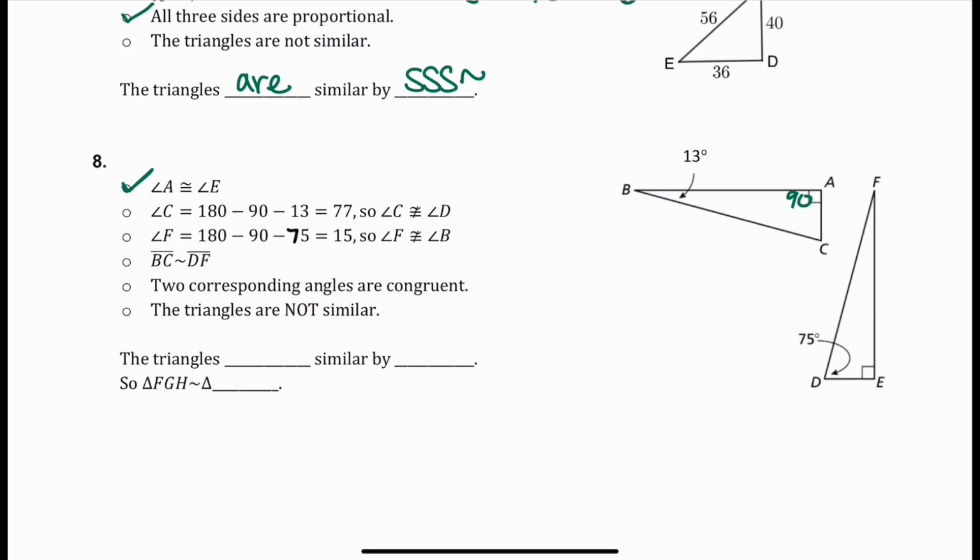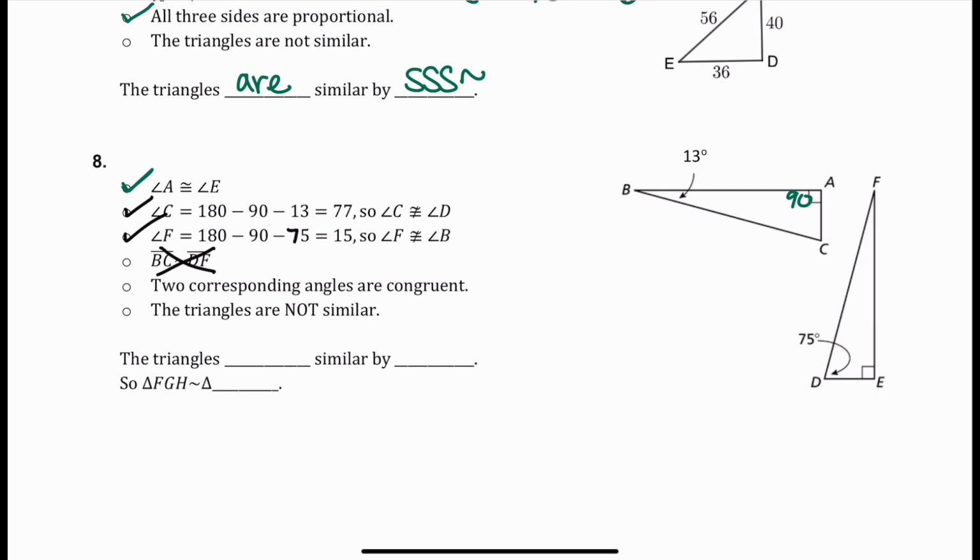So F could not be congruent to B. So that is true. So I'm going to check all three of these boxes. So BC is similar to DF. Now you can't show that lines are similar. That's kind of a nonsensical statement. You can say that triangles are similar. So we are not going to check that BC and DF are similar, so don't check that box.